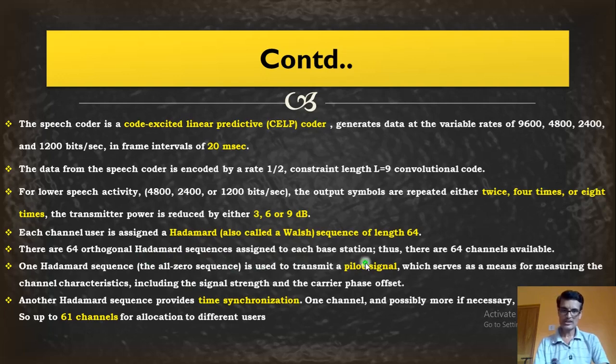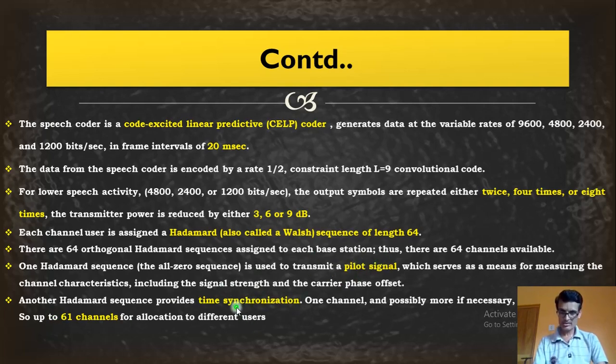There are 64 orthogonal channels. These channels are divided into the pilot channel, which is used for measuring the channel characteristics, including signal strength and carrier phase offsets. What is the signal strength? We have to adapt to signal strength changes. Also, signals are given by the pilot signal. It acts like a reference signal actually.